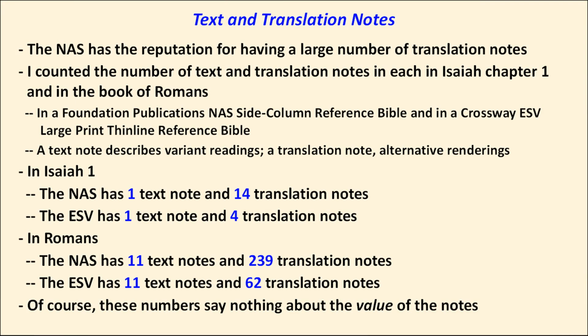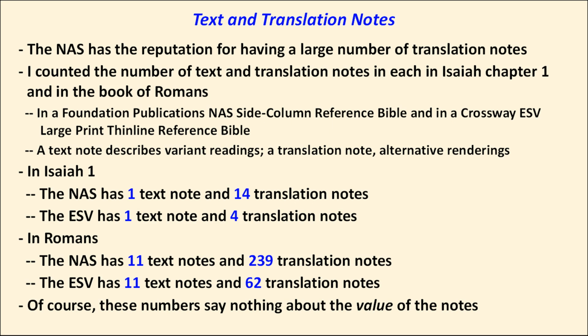If you're like me, you want to know about variant readings in the text, and you'd like to know if the passage you're reading can be translated differently. So I spot-checked text and translation notes in the two translations also. Here I looked at Isaiah chapter 1 again, but I added the entire book of Romans. I didn't have time to score the entire book of Isaiah and also make this video. The results are shown here.